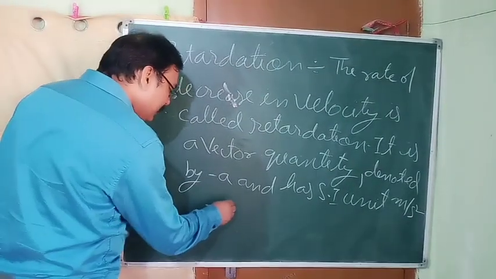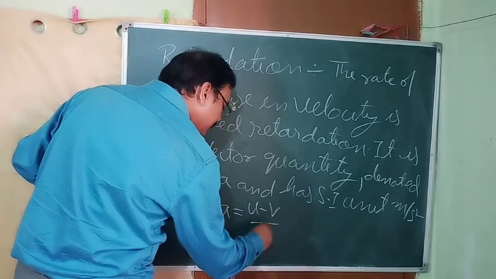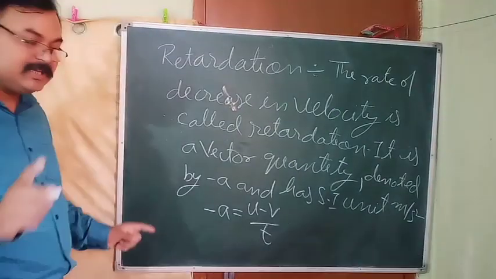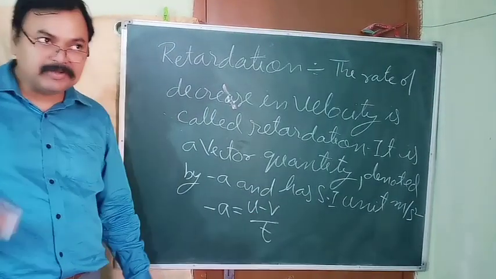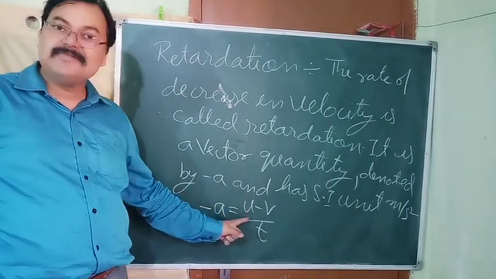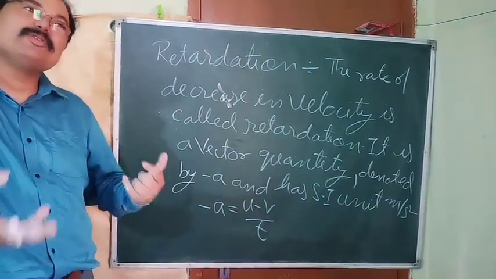And see what we write. Retardation is equal to, actually we write u minus v by t. Acceleration you have seen, it was v minus u by t. But for retardation we write u minus v, because we know that the initial velocity will be more than the final velocity in this case, because velocity will decrease. So the initial velocity will be more than the final.